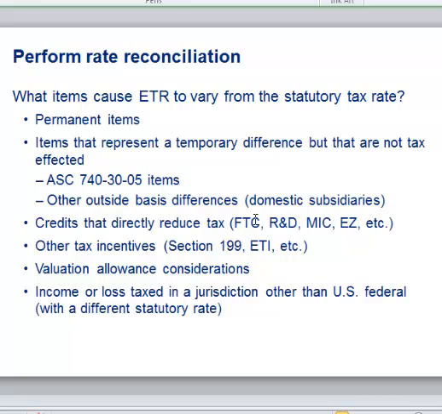Increase, right? So a valuation allowance is basically saying, I had a loss that would normally give me a benefit, but I can't book that benefit because I don't think I'm going to have future income. So I'm effectively disallowing that benefit, right? I'm treating that loss as if it's non-deductible. So increasing a valuation allowance will increase my effective rate.